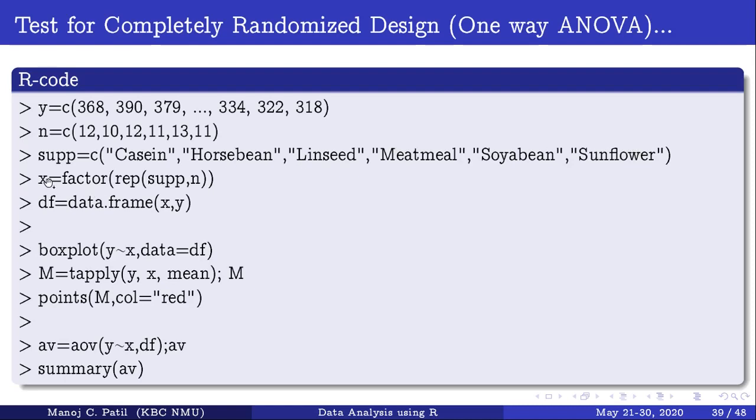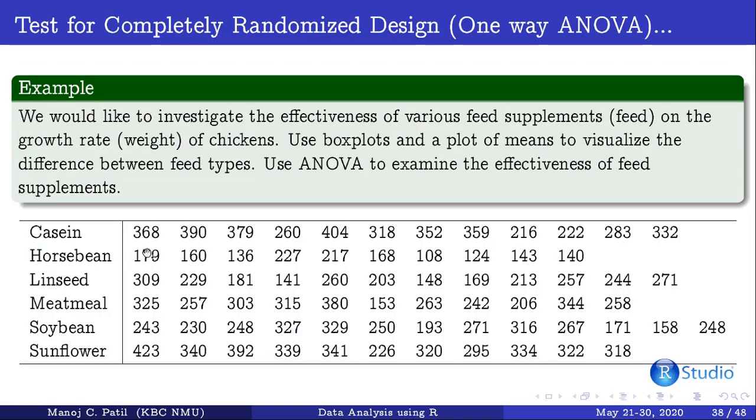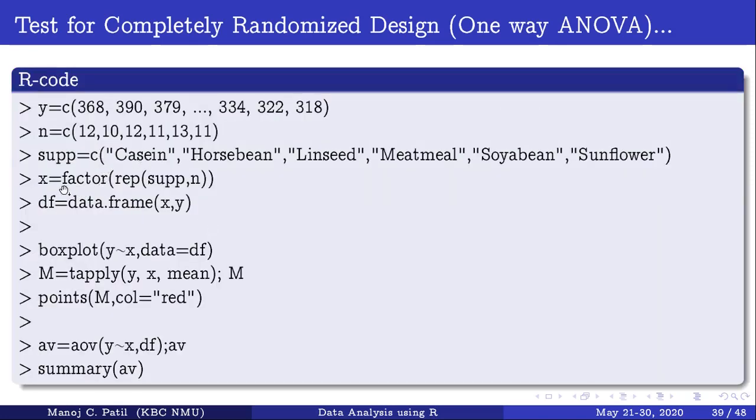Now convert those supplements into repeated supplement names according to n. Why should we go for this? As we have entered Y observations like this, 368, 390, 370, so we are using Y and X. Casein will be repeated 12 times, horsebean will be repeated 10 times. Likewise, casein 368, casein 390. So X, and we have to convert it into a factor as we have to use it for the one-way ANOVA. So these are the observations entered. Put it into the data frame: df is equal to data frame.